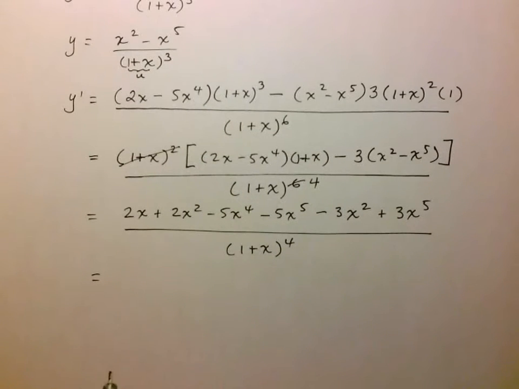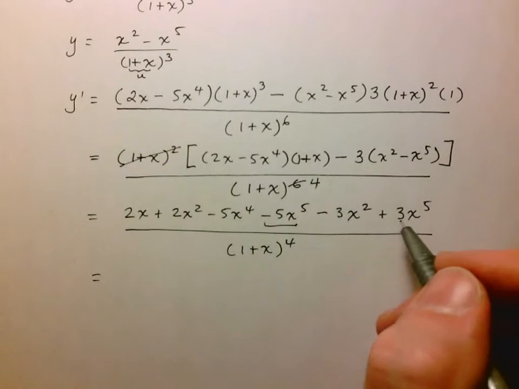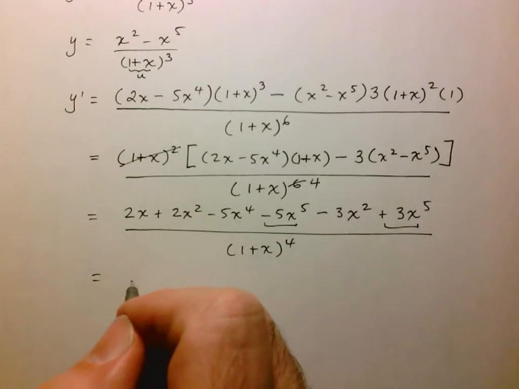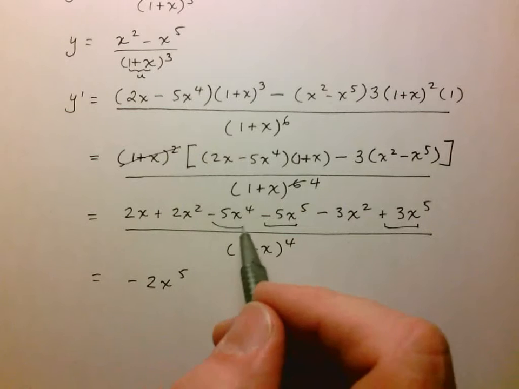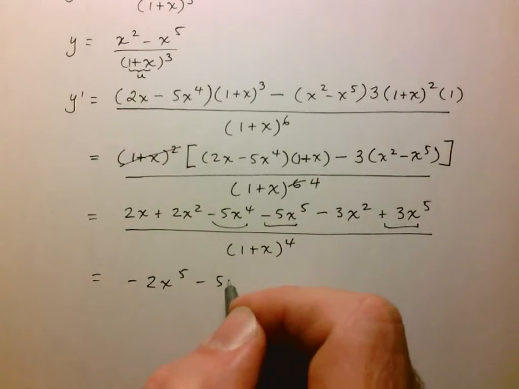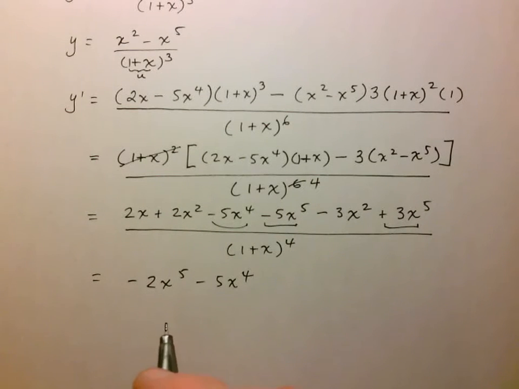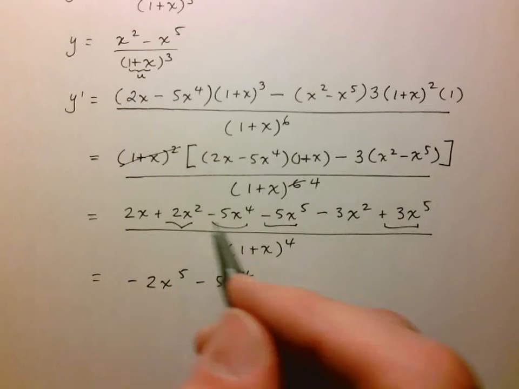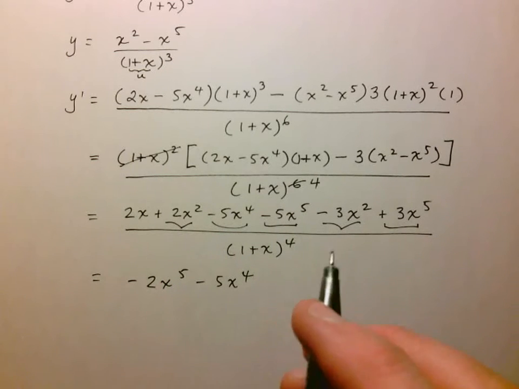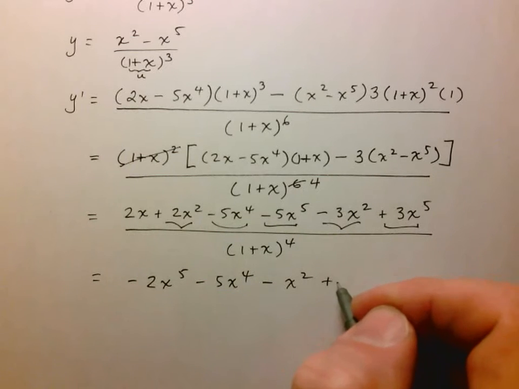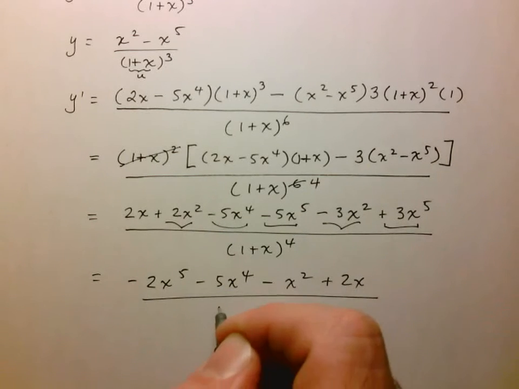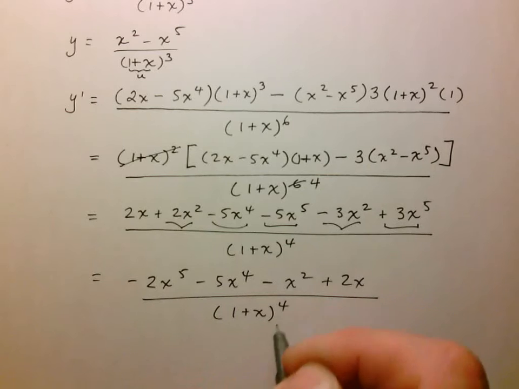So you see a lot of this is just about being really careful with our algebra. Let's start with the highest powers. We've got negative 5x to the fifth plus 3x to the fifth, so that's negative 2x to the fifth. We have powers of 4, so minus 5x to the fourth. No cubic terms, but here we've got 2x squared minus 3x squared, so that's minus x squared. And lastly, I'm just left with the plus 2x, all over 1 plus x to the fourth.